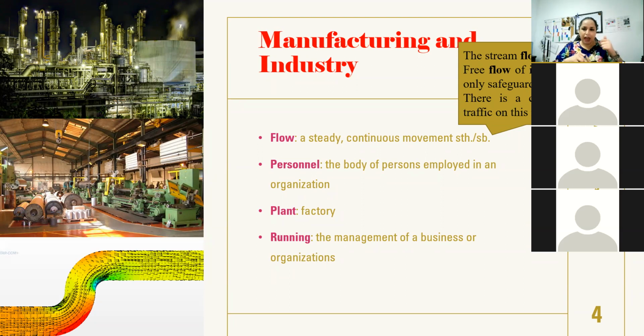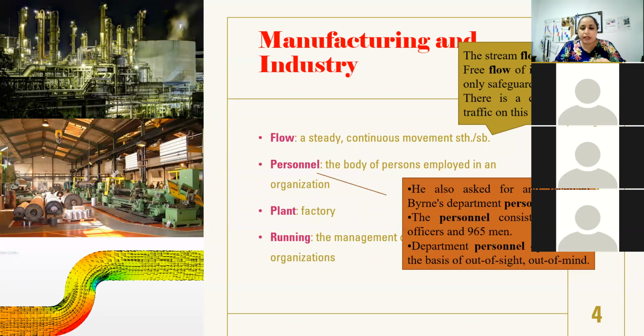Thank you. I'm going to reread them again faster and you can hear the pronunciation. The stream flows into the pond. The flow of information is the only safeguard against tyranny. And there is a constant flow of traffic on this road. 3 different examples, different ways to use one word, which was flow. In Spanish, it's very similar. It has the same prefix, but a different suffix. Flujo. That's what we're talking about. Flow. Personnel. We'll see a few examples.